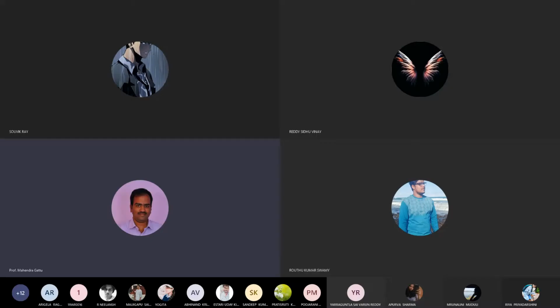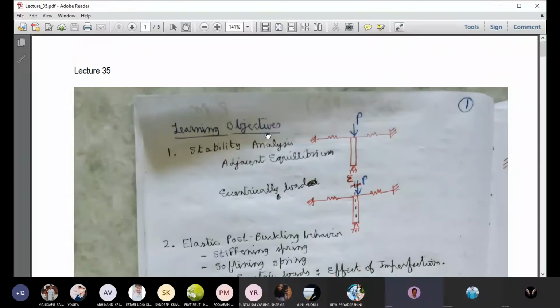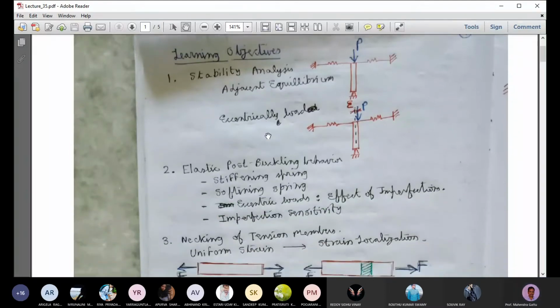We are able to see the slides, right? That PDF file. Yes, sir. Okay.